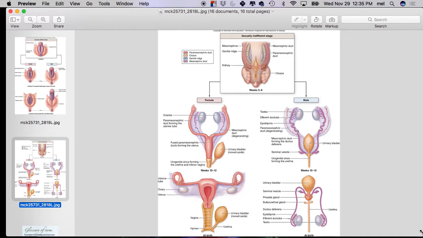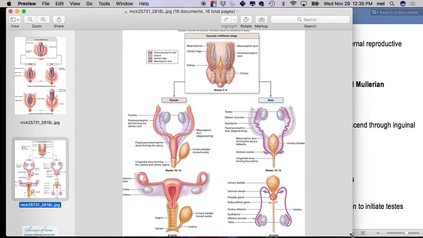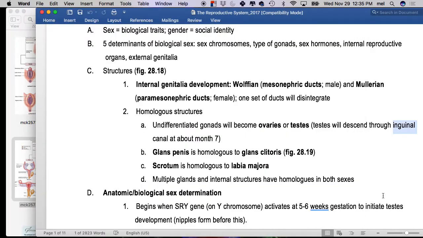So how do you get to be male or female? By the way, your notes are a little bit different because I updated these. I'll put up the new ones today or tomorrow. Okay, I just had to go study some more stuff.